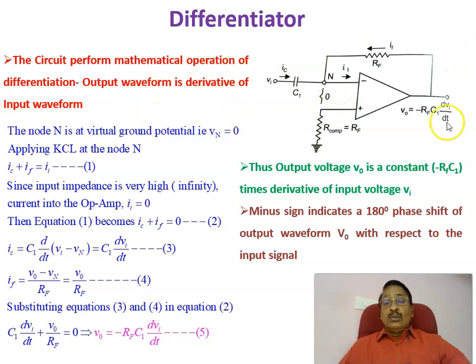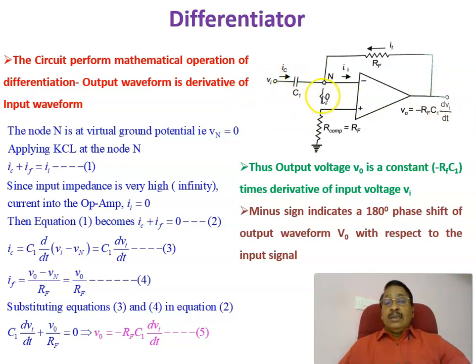This is the circuit diagram of a basic differentiator, and the circuit performs the mathematical operation of differentiation. That is, the output of this one, V0, is the differential of the input Vi. Therefore, the output waveform is the derivative of the input waveform Vi. That's called a differentiator.